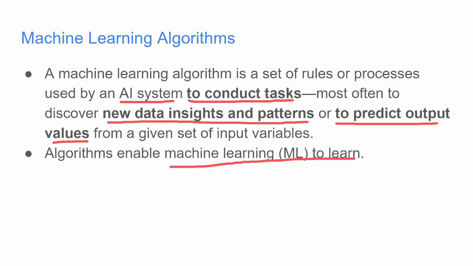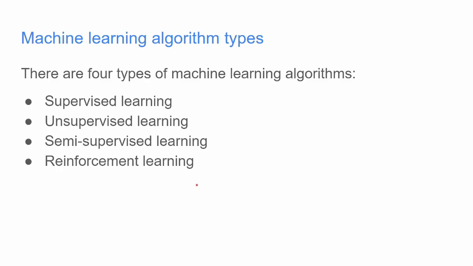Then there are different types of machine learning algorithms. There are four types. The first one is supervised learning. The second one is unsupervised learning. The third one is semi-supervised machine learning, and the fourth one is reinforcement machine learning. So these are the four types of machine learning algorithms. Now we will see what is supervised and unsupervised, then we'll go with the next machine learning algorithms.